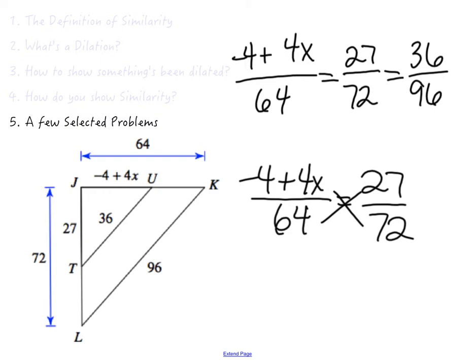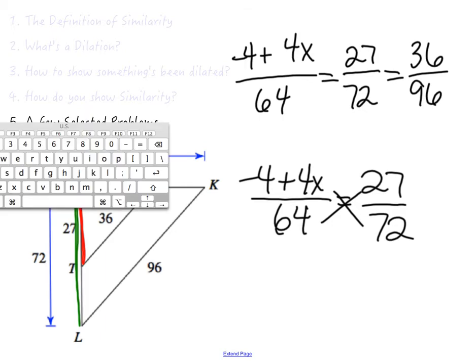Why did you choose 27 over 72? So I used this side length right here, the JT, as 1, as being 27, and then I had to use this full length right here of J to L for my second one, which was 72. Why didn't you choose 36 over 96? Could you? I could have. I just decided to pick one of the two. Okay, so was this a personal choice? Yes. Okay, so now we're just solving, right?